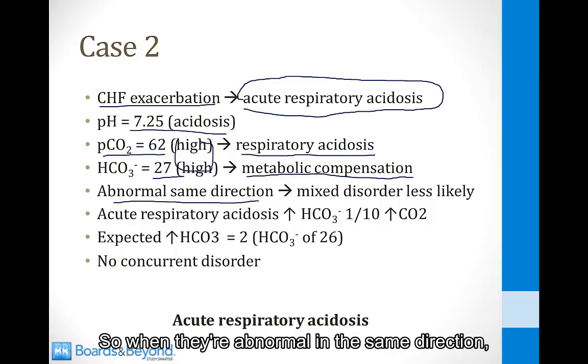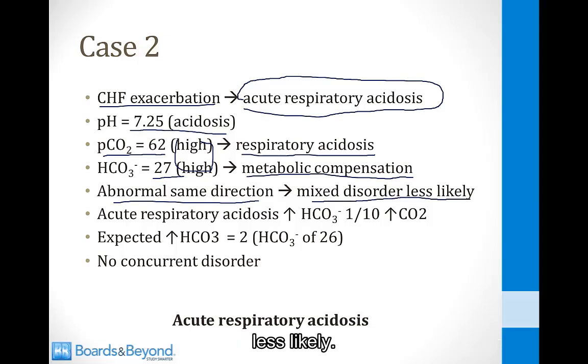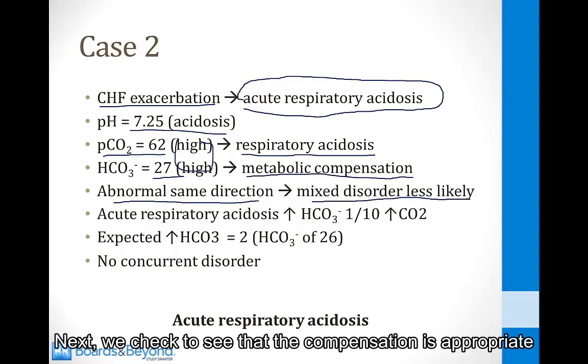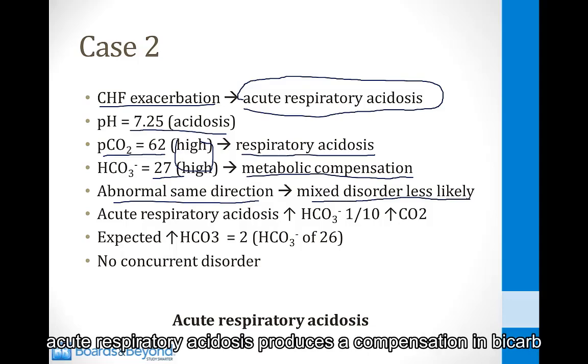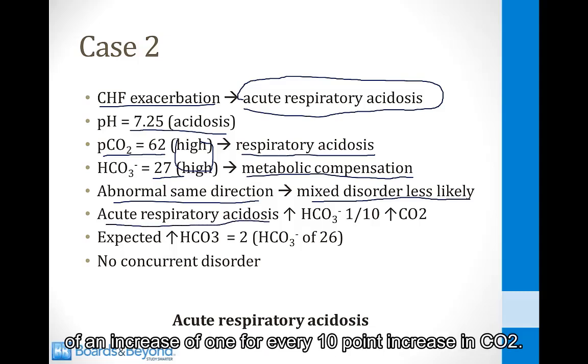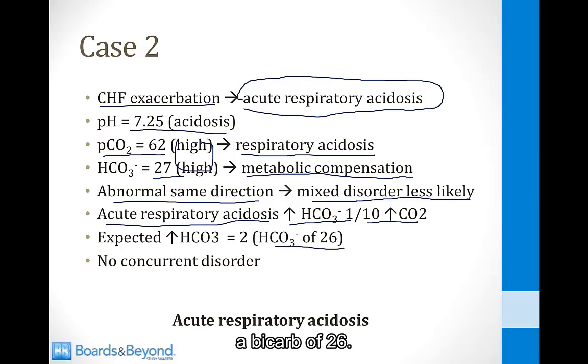So when they're abnormal in the same direction, it makes a mixed respiratory and metabolic disorder less likely. Next, we check to see that the compensation is appropriate. And recall from the other acid-base module that I told you, acute respiratory acidosis produces a compensation in bicarb of an increase of 1 for every 10-point increase in CO2. So we would expect the bicarb to be about 2 points higher, a bicarb of 26.